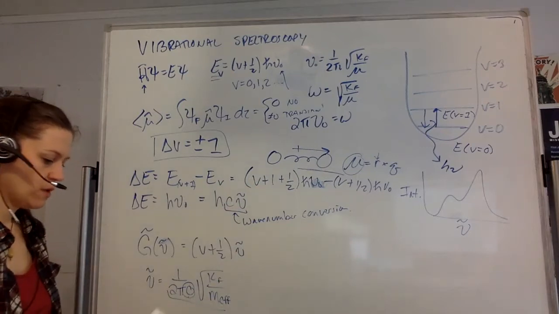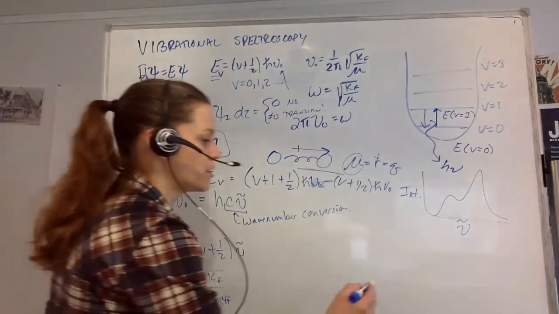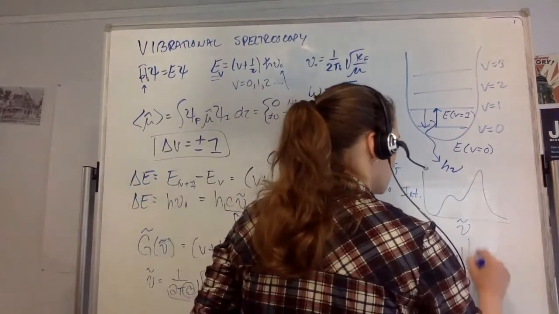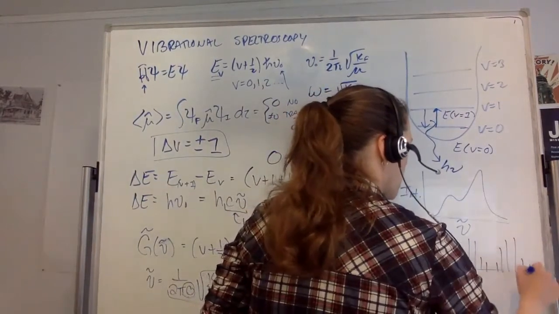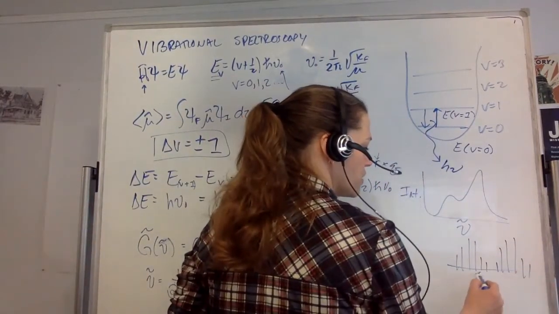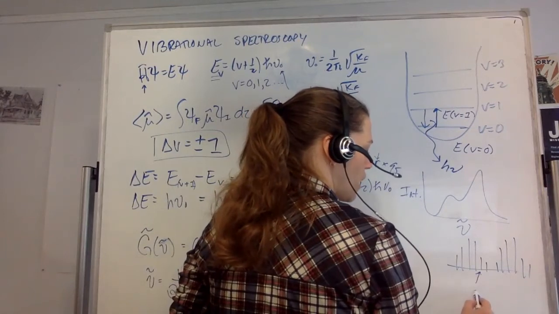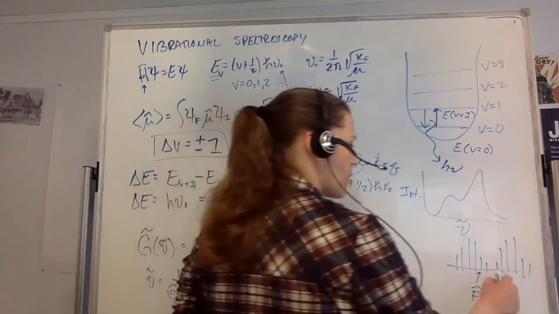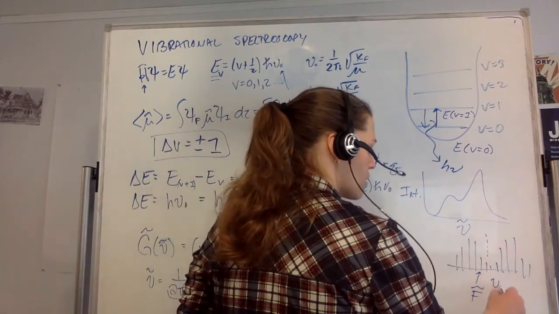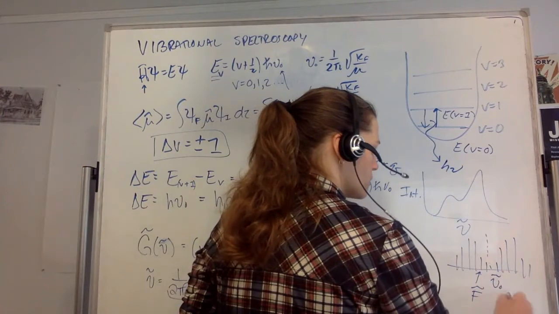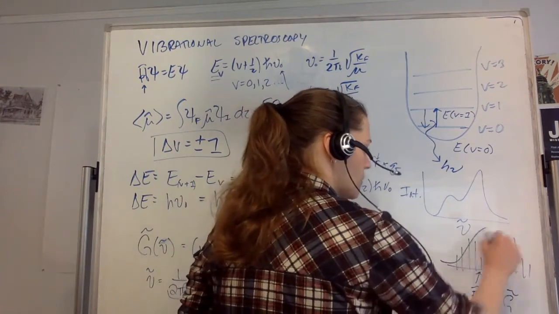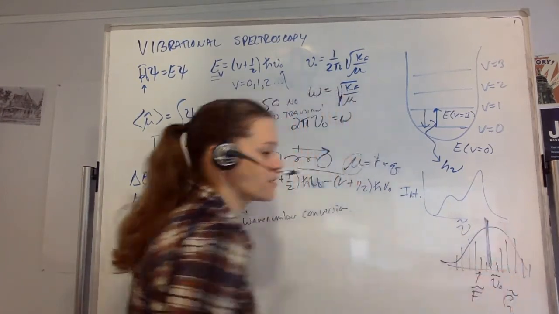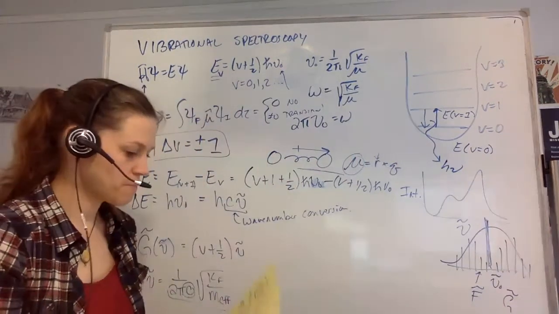Okay. So when you see your HCl-DCl plot, each of these peaks corresponds to a rotational transition, but the whole thing is going to refer to, so that right there in the center is going to refer to your vibrational transition.